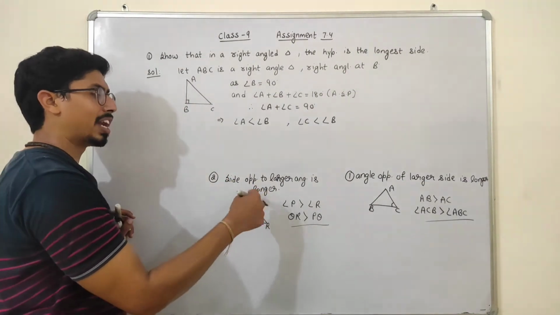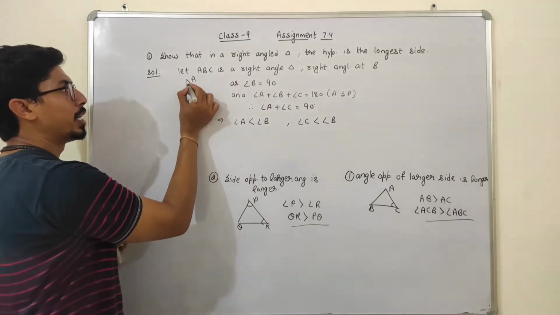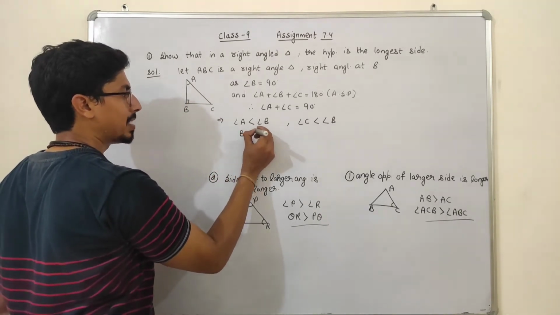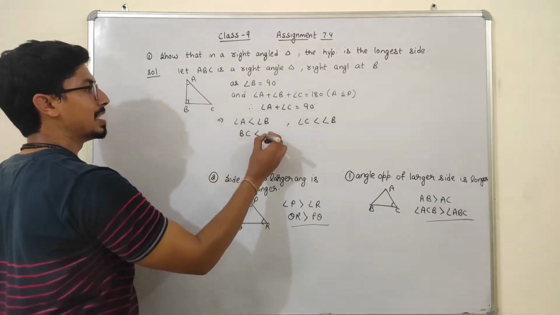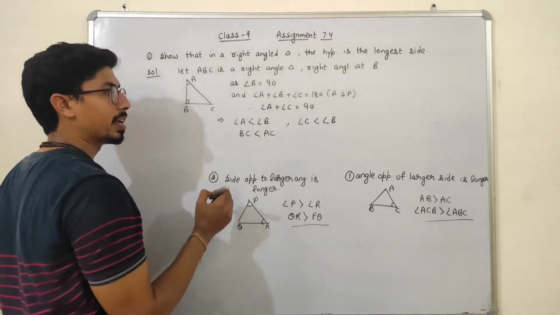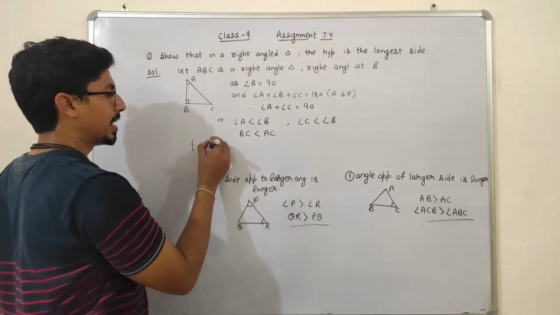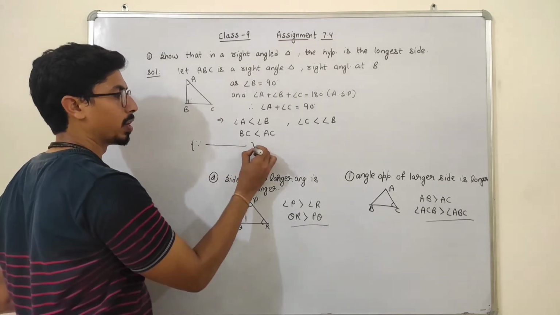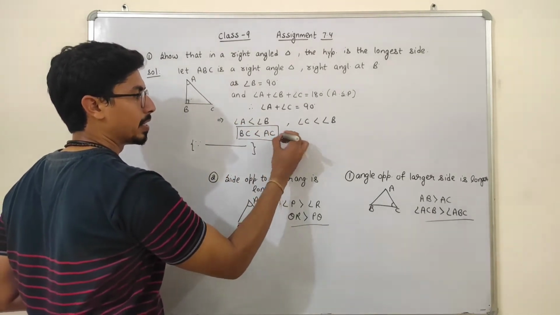The side opposite to the larger angle is longer. See, angle A is smaller than angle B. The side opposite to angle A is BC, so BC is smaller than AC, the side opposite to B. Here I can say this because of the same property: the side opposite to the larger angle is longer. You will just write it down here. Name it as equation 1.